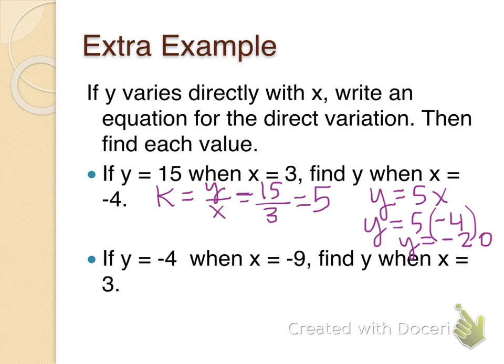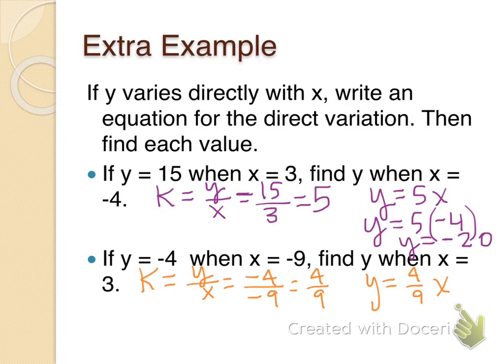All right, looking at the next example. If y equals negative 4 when x equals negative 9, find y when x equals 3. Again, k equals y divided by x. My y is negative 4. My x is negative 9. I'm just going to leave that as 4/9. So my equation would be y equals 4/9 x.